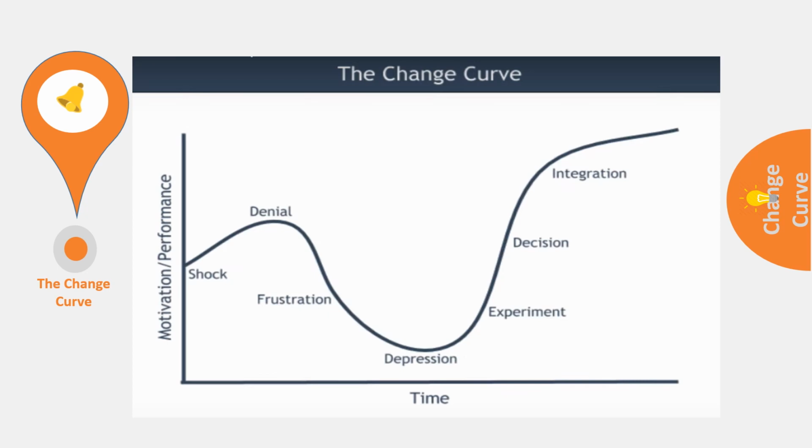So the next model is the change curve, and the change curve was originally used to determine how people cope with a terminal illness. This will help you to understand how people emotionally experience a major disruptive change within an organization. And as a manager, it will help you to understand how to interact with those people going through those changes at different stages, which includes the shock, denial, frustration, depression, experiment, decision, and integration. So it helps managers to understand at what stage people are at and how they should react and liaise and deal with different people.